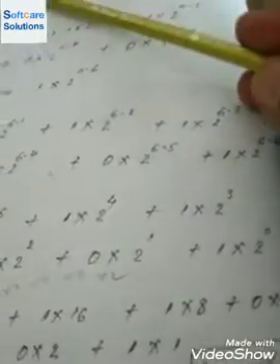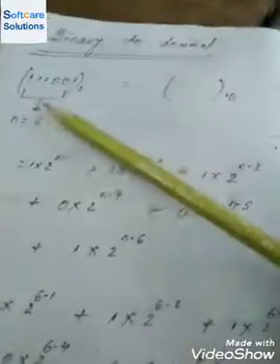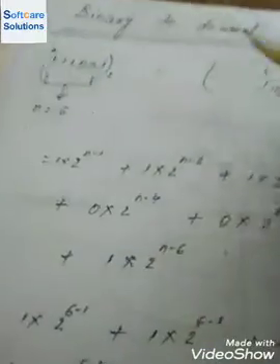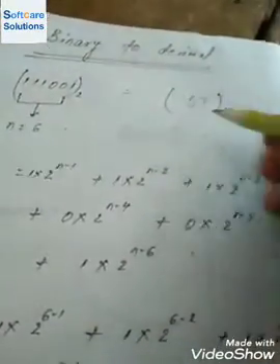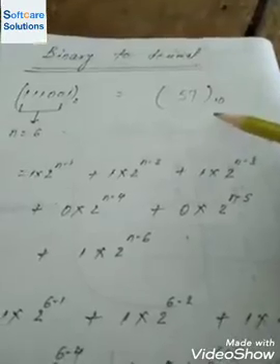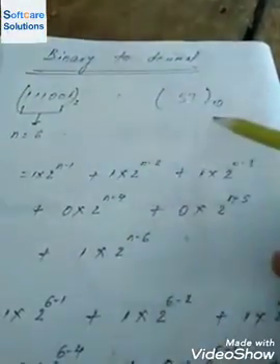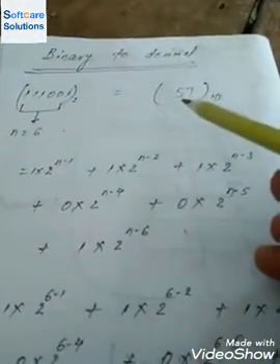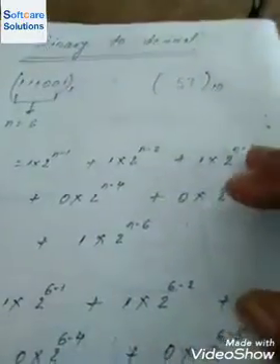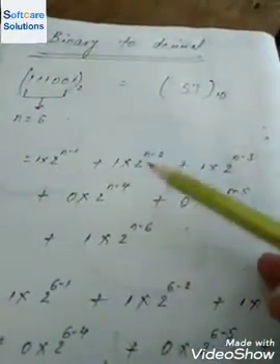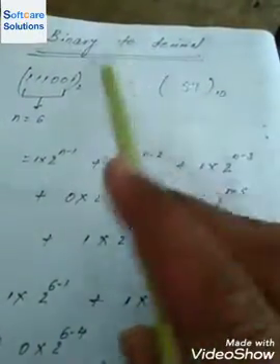So the binary number is given, and we get 57 as the decimal number of the given binary number. So that is the trick or method to calculate how to change binary to decimal, and in the previous one we have seen decimal to binary.